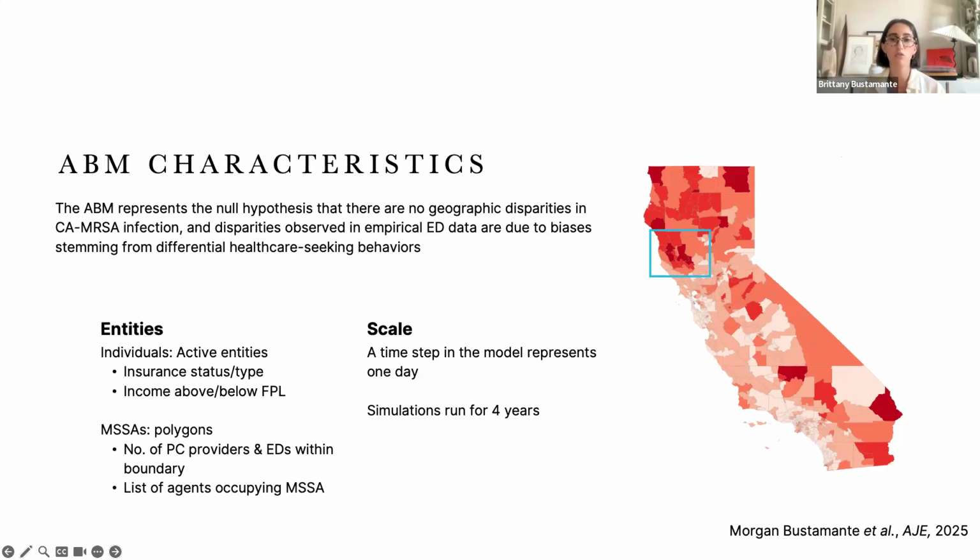So in the model, there are two types of entities. There are individuals, which are the active entities, and they're characterized by insurance status and type, as well as having an income above or below the federal poverty level. And then the MSSAs, which are the geographic spatial unit. Those have the number of primary care and emergency departments where an agent could seek care within their boundaries, and then a list of agents that occupy the area. A time step in the model represents 1 day, and I ran the simulations for 4 years to match the empirical data.